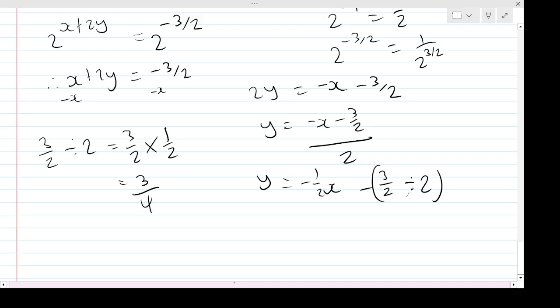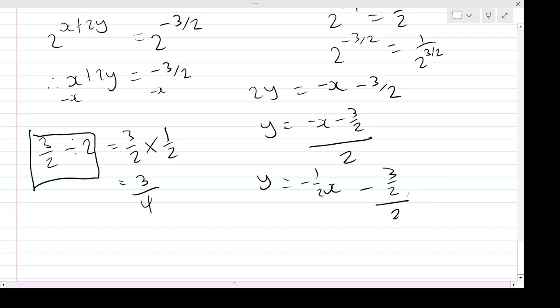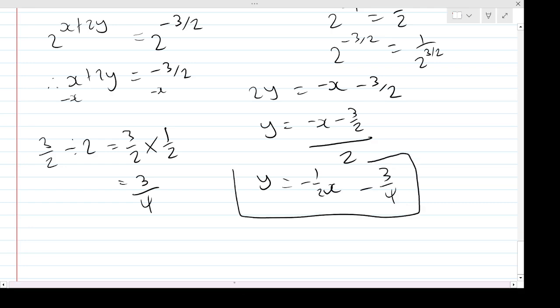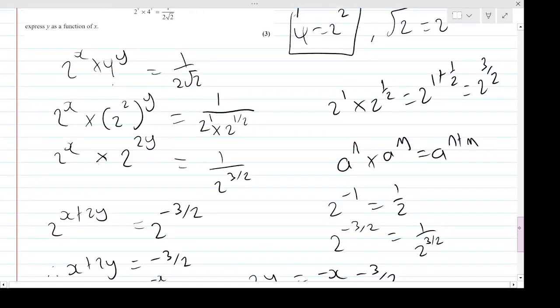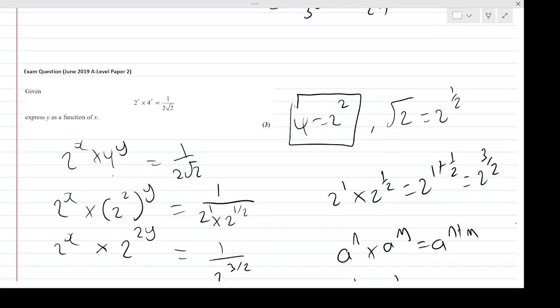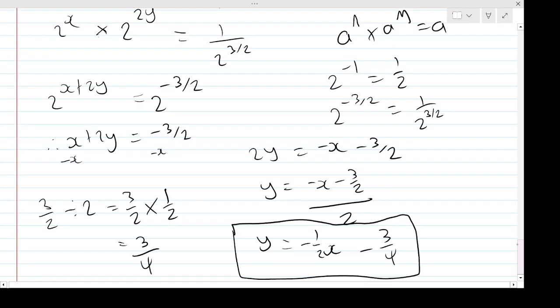Okay, so that's how you can convert a nasty fraction, like we had there, 3 over 2, by literally converting it to an actual division like this, to help you realise fully what's going on. As we saw, that just goes to 3 over 4. So it'd be minus 3 over 4. And there we are. That is our answer. That is y in terms of x. It says specifically as a function, but don't get bogged down by that, because all that's saying is, if I plug a value of x in, what's the value of y? That's just asking for the equation for y in terms of x.